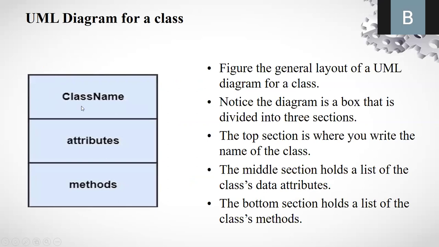In a UML class diagram, the class is shown as a box divided into three parts. The top part is for the class name, the middle part is for the class's data attributes, and the bottom part is for the methods. So UML diagrams make it easier to understand and communicate class structure.